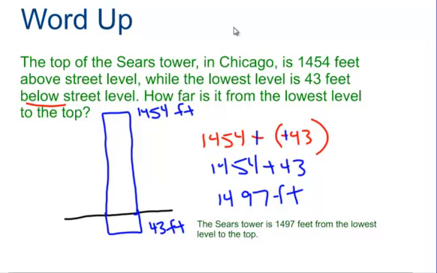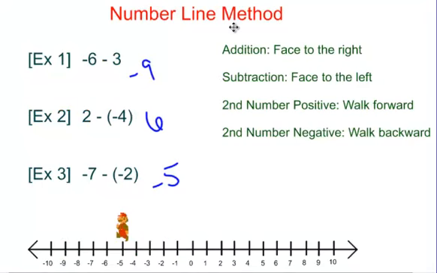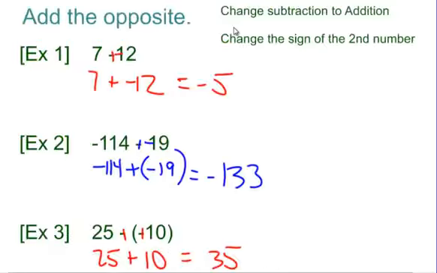Again, review. We can use the number line system. If it's addition, face to right. If it's subtraction, face to left. Second number is positive, walk forward. Second number is negative, walk backwards. Or add the opposite. Change subtraction to addition. Change the sign of the second number. Remember the sound effect. All right. There's a lesson for today.